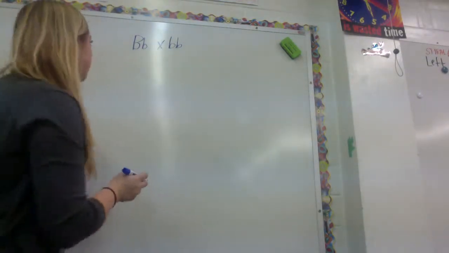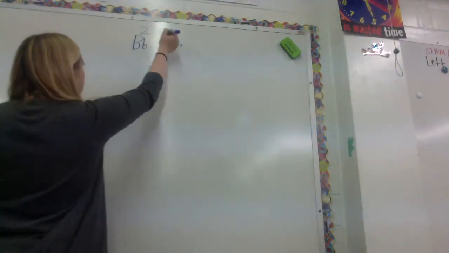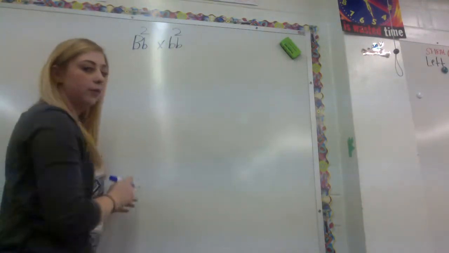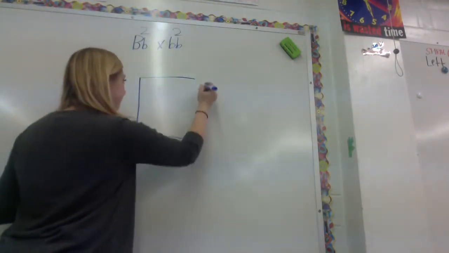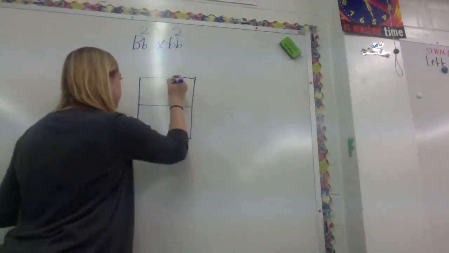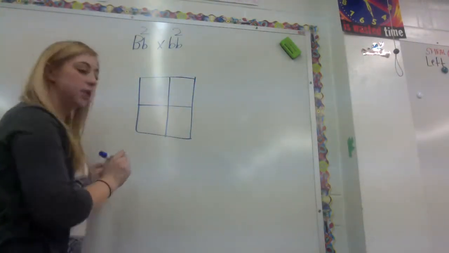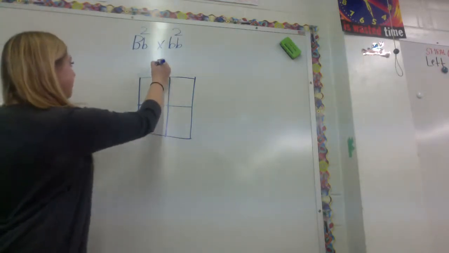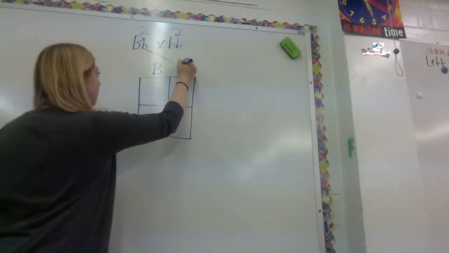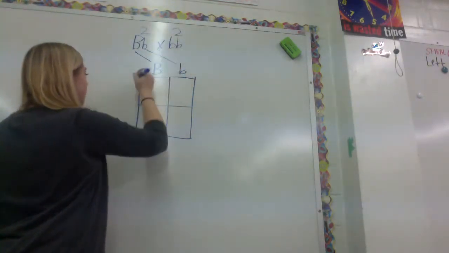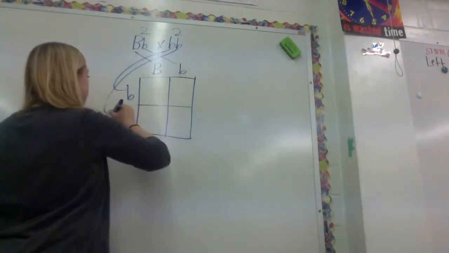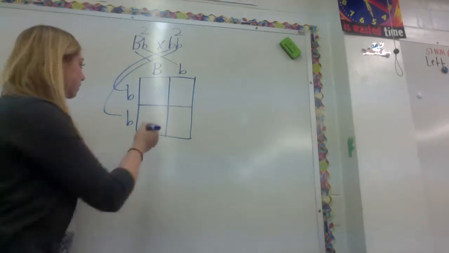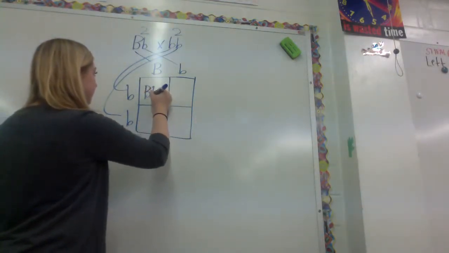Okay, so we have two alleles, 1, 2, and two alleles, 1, 2. Therefore, we will have 4 boxes. So let's draw our Punnett square. And then we just take one allele, put it on top, the other allele on top, and then the other 2 alleles on the side. And then we will put them into the boxes.